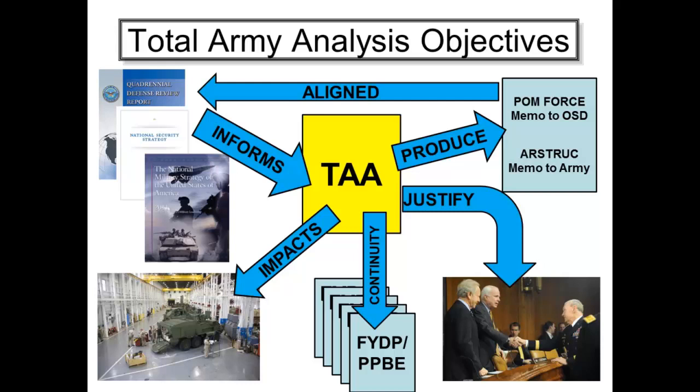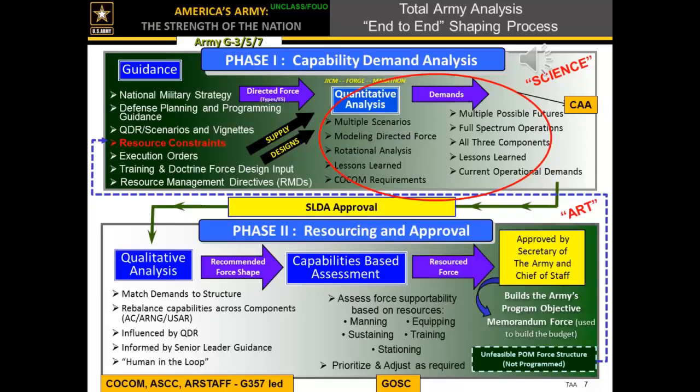Yep. So now we'll talk about TAA's two phases. Go ahead, Jim. Okay, so it sounds like a very complicated process. It takes about 10 months to do it. It's done every year. Some are big, some are small, but it's done every year. It's only two phases, though. The first phase is the science of this thing.